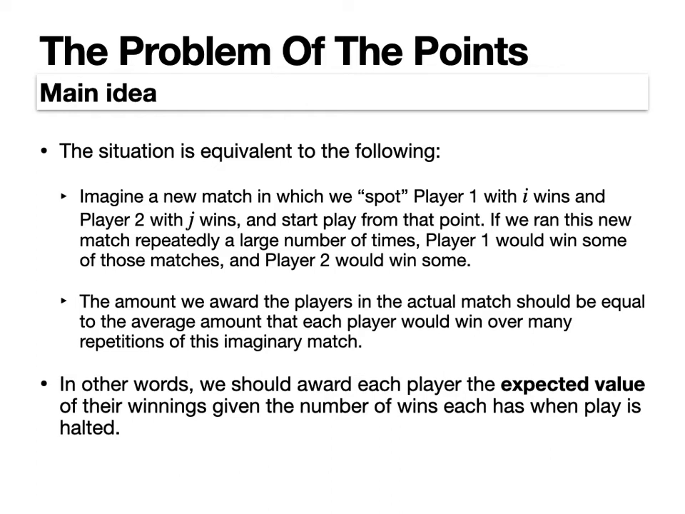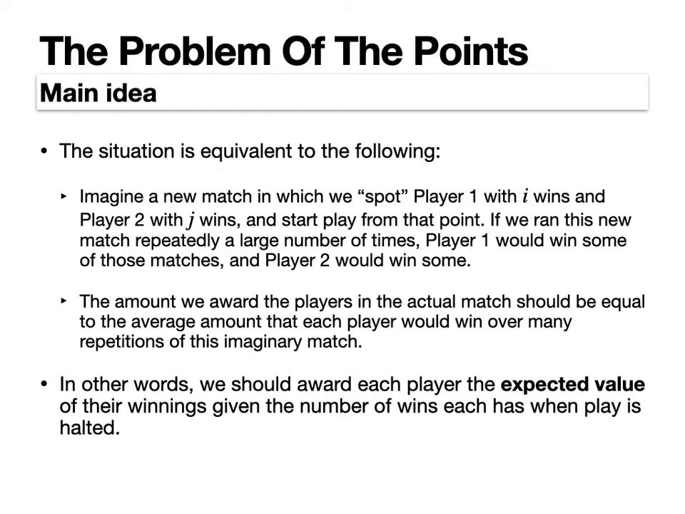So why don't we imagine a situation in which we play this new match over and over again, and we just keep track of the number of times player 1 wins the match and the number of times player 2 wins the match. The amount that we should award the players in the actual match, Fermat and Pascal said, should be equal to the average amount that each player would win in this imaginary sequence of matches.